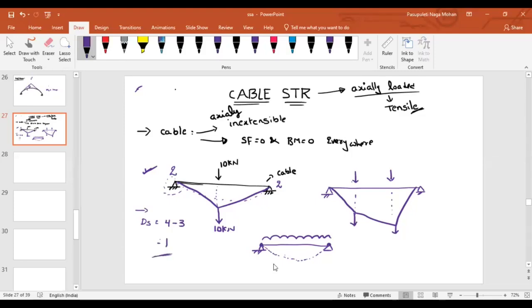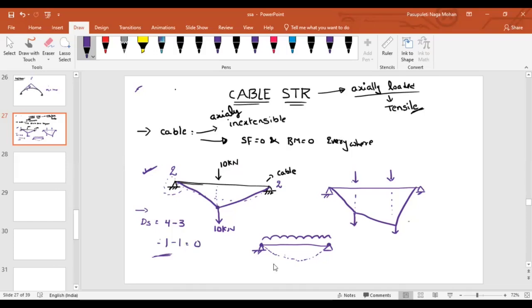Can I further reduce this, or can I take it as only 1? What about the moment at this point? 0, sir. Not only at this point, whatever point you consider, you can take the moment as 0, but generally, if you take the moment at this point, that can be sufficient.